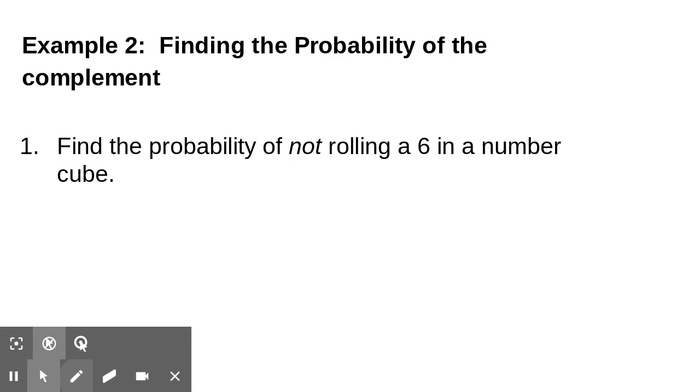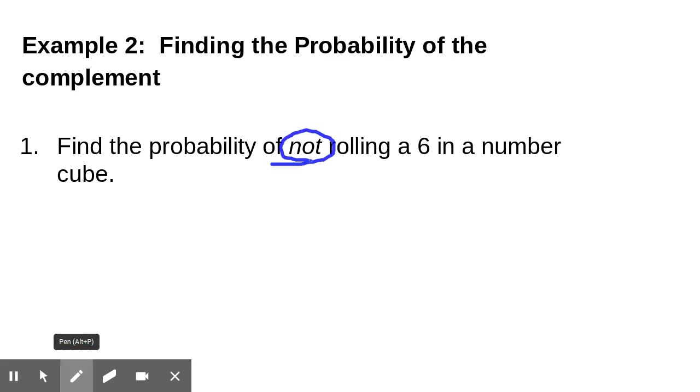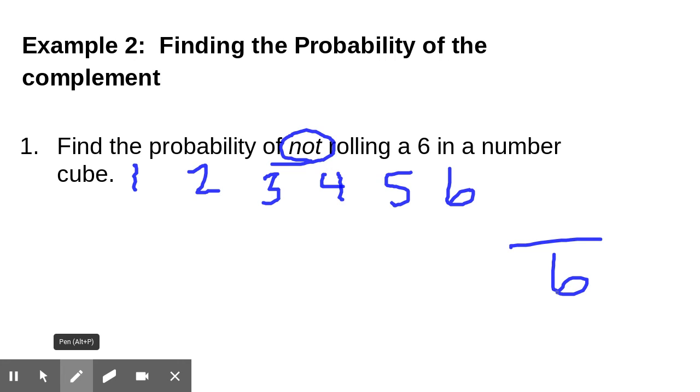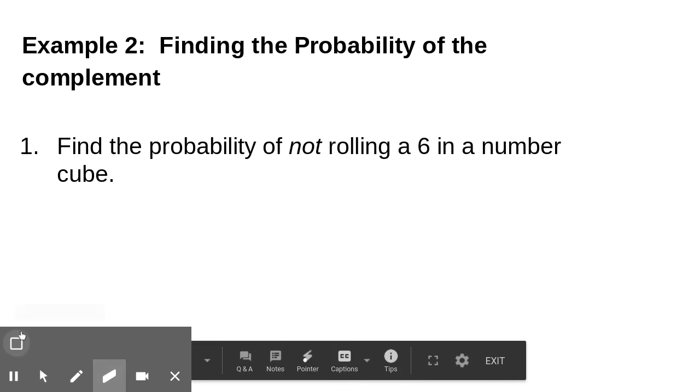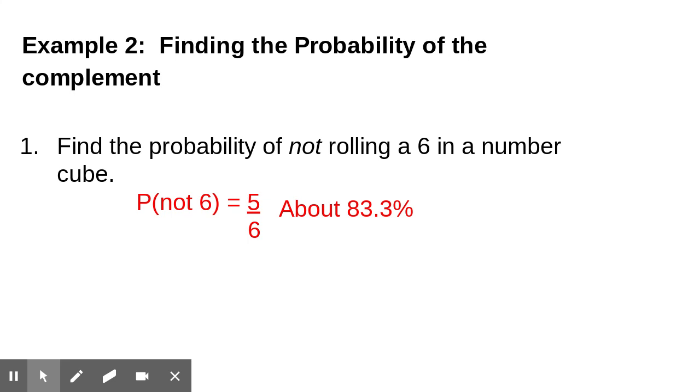So find the probability of not rolling a 6. So again, think about your number cube. You have 6 total numbers. How many are not a 6? Well, I have 1, 2, 3, 4, 5. So the probability of not rolling a 6 is 5 out of 6, which is about an 83.3%. And the probability of rolling a 6 should be 1/6. So those are the complementary events.